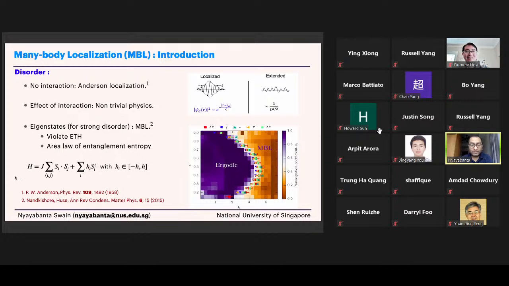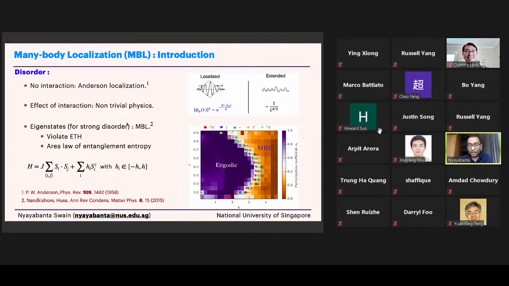Now, for most of our studies, we'll use this Hamiltonian. I just want to highlight that these are the spins on a lattice, which couple through this Heisenberg interaction. And this term is the local disordered magnetic field, which couples to the spin S^z components.